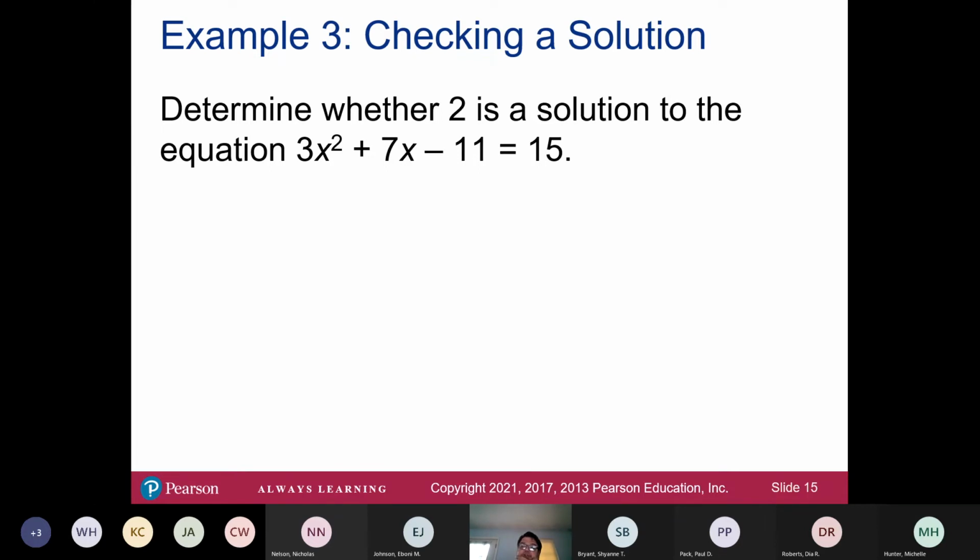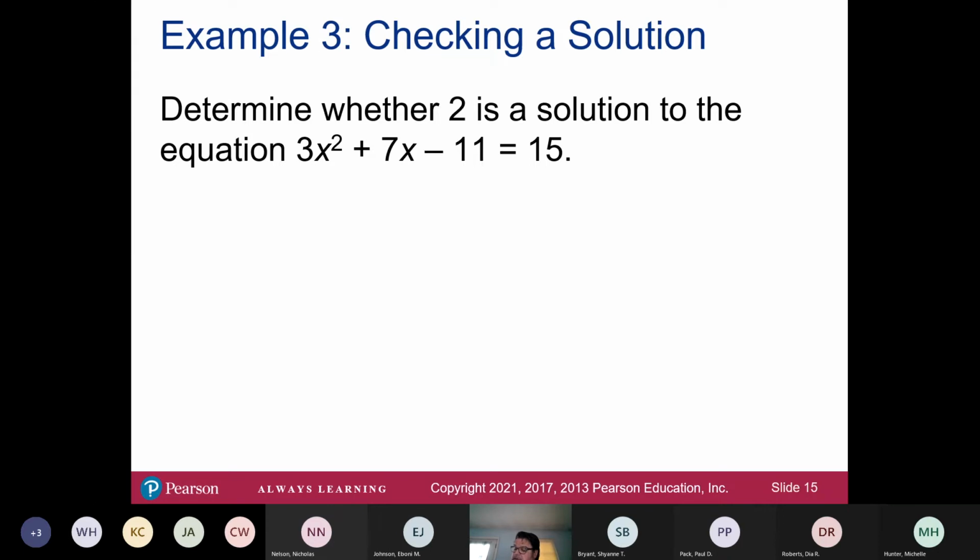Determine whether 2 is a solution to the equation 3x squared plus 7x minus 11 is equal to 15. First thing I'm going to do is rewrite using parentheses.